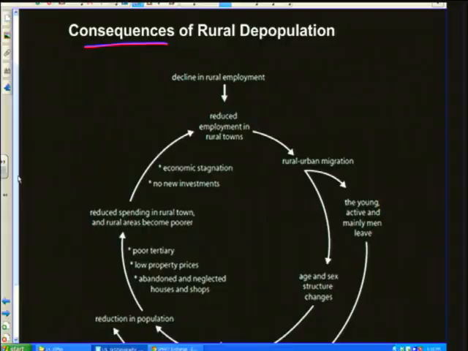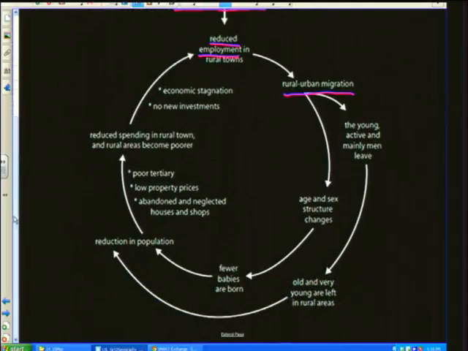When we have a decline in rural employment or a decline in the population, means there's firstly less jobs, so reduced employment. Okay, that causes rural-urban migration, so people want to leave rural areas. Okay, all right. Then there's a couple of things that could happen after that. First of all, the young, active, and mostly the men leave. So that actually changes your gender structure. The age and the sex structure also changes, okay? Because most of the time it's the women and children and elderly that are left behind to kind of fend for themselves in these rural settlements, while the men try and find work in the cities.